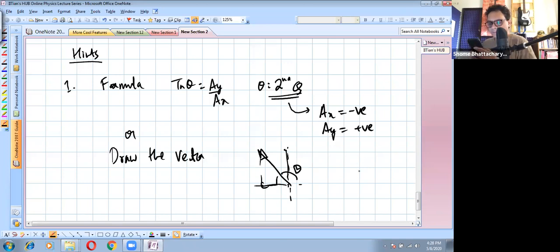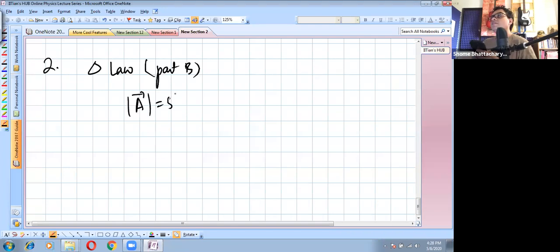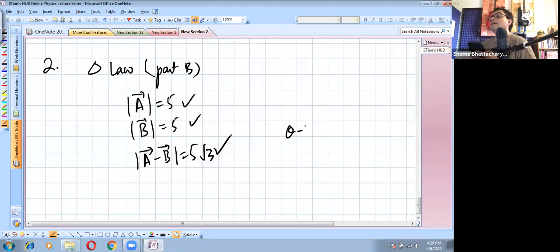Okay, then second question, just use the statement of triangle law part B. Just use that statement that we are calculating the difference of two vectors. So suppose the vectors are A and B. Mod A is given as 5, mod B is given as 5. And it's given to you that the magnitude of their difference, that is mod of A minus B, is 5√3. These three are given. Now you have to find the angle theta.